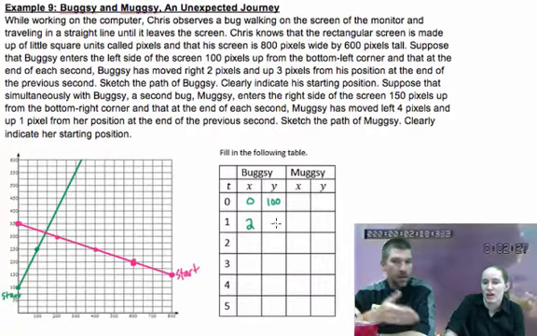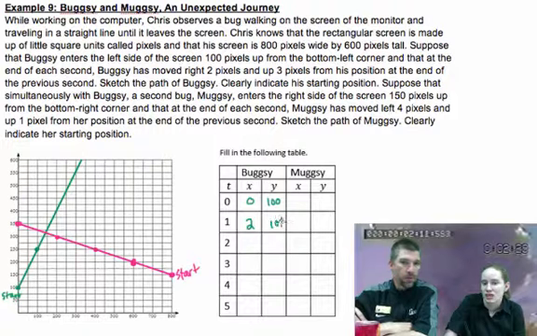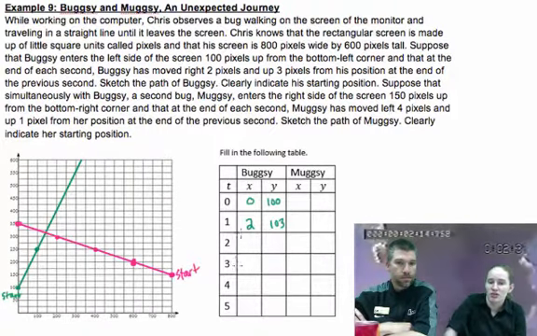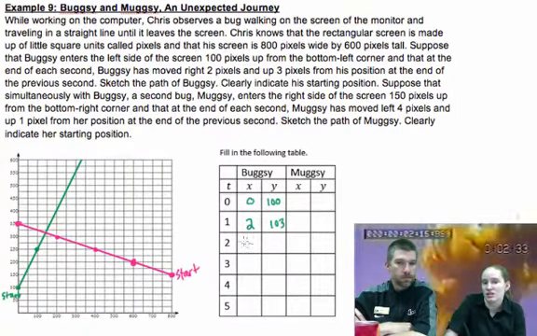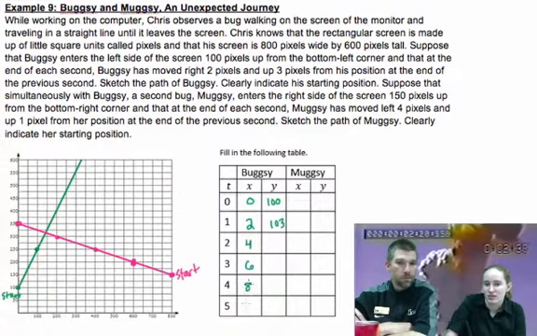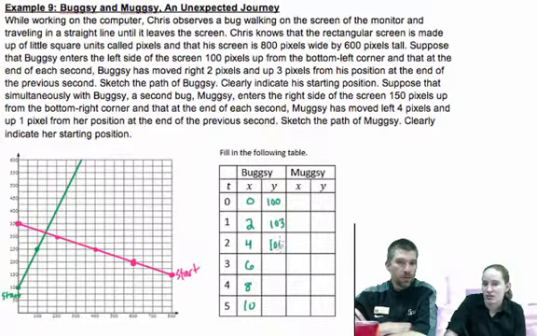Right, and then if I go up 3 from 100, it's 103. And so what we can do is continue this down. Every second, he's going to keep going right 2. So this would be 4, 6, 8, 10. Right. And every second, he's going to go up 3. So that's 106, 109, 112, 115.